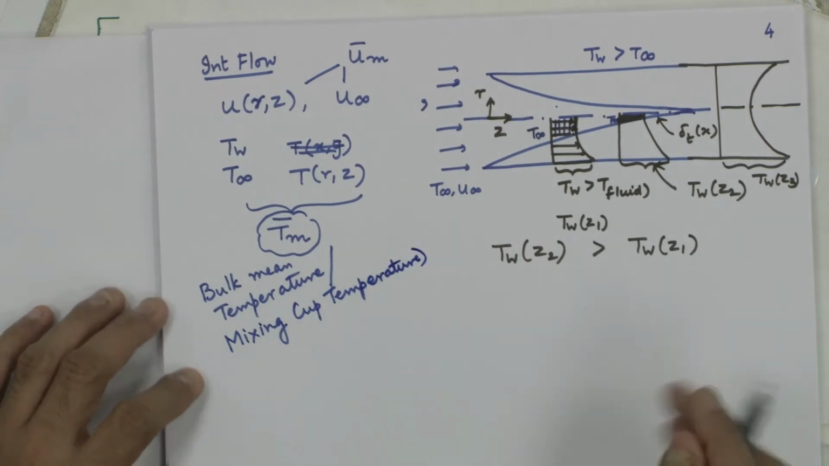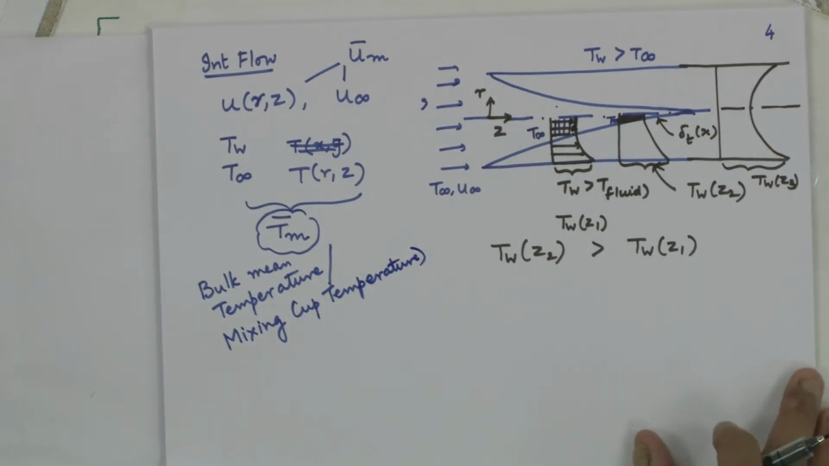Take an example: water at 25 degrees flows through a pipe with a velocity of 2 meter per second. That 2 meter per second is an average velocity. That 25 degrees centigrade is the average or bulk mean temperature. Both these numbers are something which you and I are very familiar with. These are what you and I as an engineer would need to use.